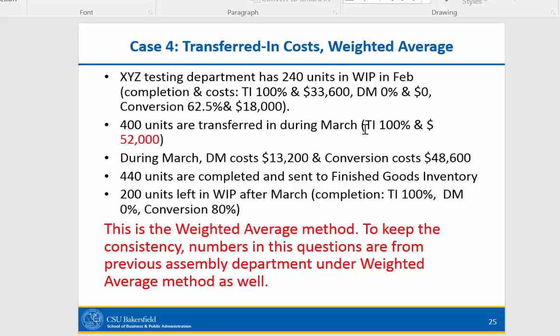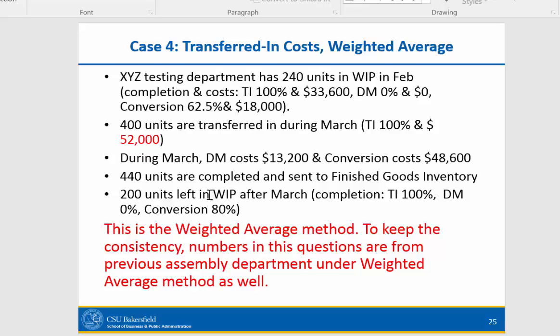Okay, so I think this is pretty straightforward here. During March, the testing department applied direct material cost, the packaging cost, of about $13,200, and conversion costs of about $48,600, in addition to all the costs above. Then 440 units are completed and sent to finished goods inventory.